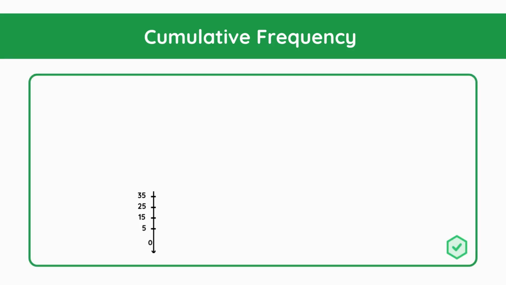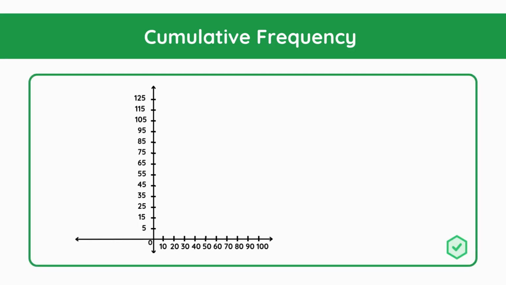Now let's draw the diagram, and there are really just 2 things to get right. First, the axes. The cumulative frequency always goes up the vertical axis, the y-axis, running from 0 up to your total, which here is 120. The test mark goes along the horizontal axis, the x-axis, from 0 to 100.